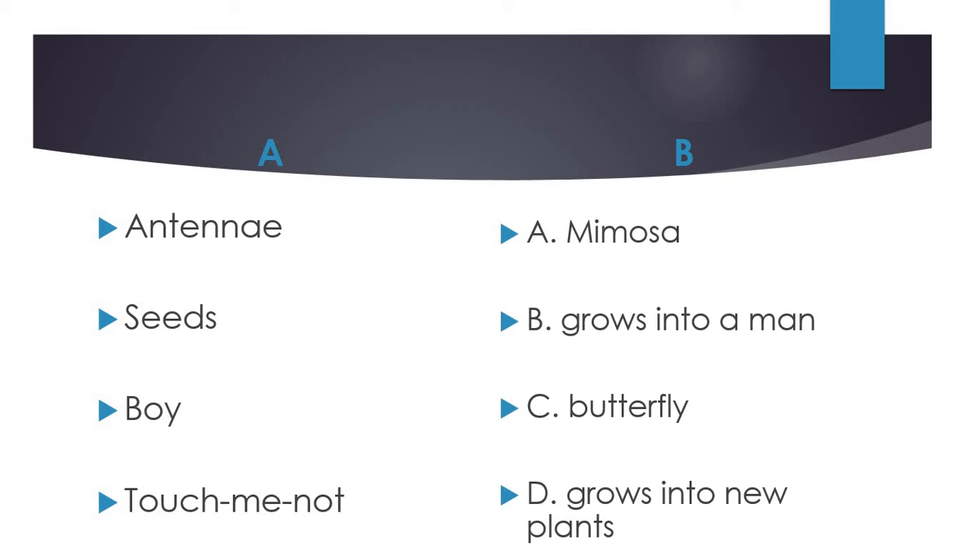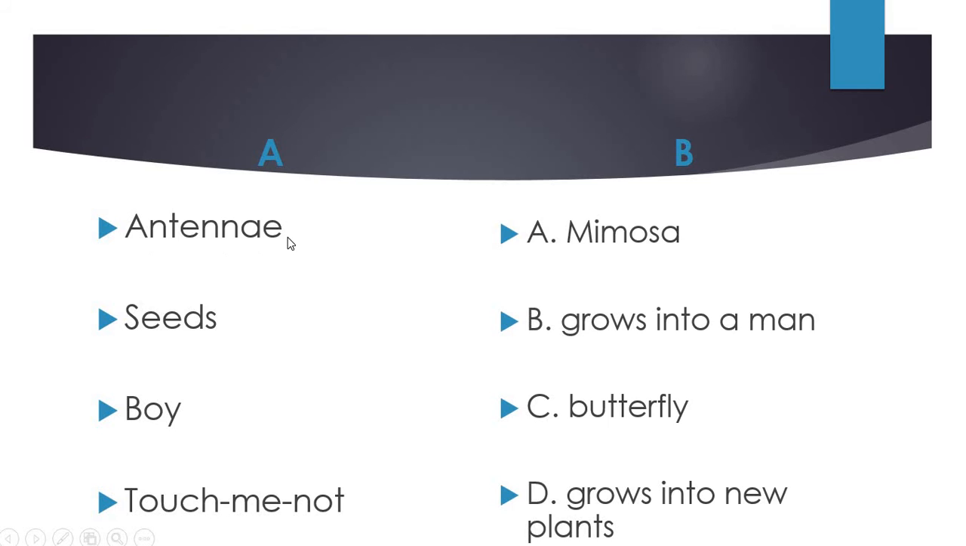So these column B options are shuffled. Perfect answers are not kept beside the question. So you just have to try to match it, and while I display the answer, at that time only you have to write column B. Okay. Now options on this side: A, mimosa, B, grows into a man, C, butterfly, and D, grows into new plants. Now try to match A and B with the correct pair.